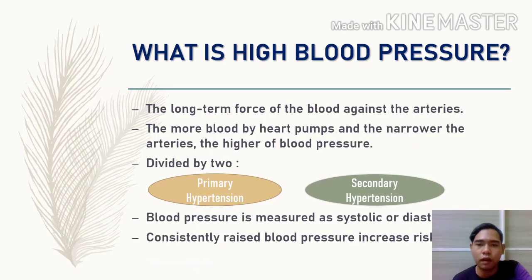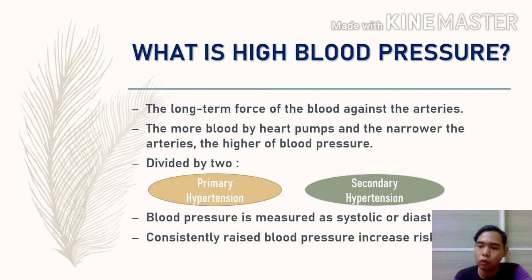What is high blood pressure? It is the long-term force of the blood against the arteries that may cause heart disease. Blood pressure is determined by the amount of blood the heart pumps and the amount of resistance to blood flow in your arteries. The more blood the heart pumps and the narrower the arteries, the higher the blood pressure. High blood pressure is also known as hypertension.